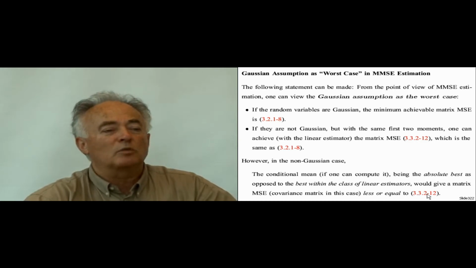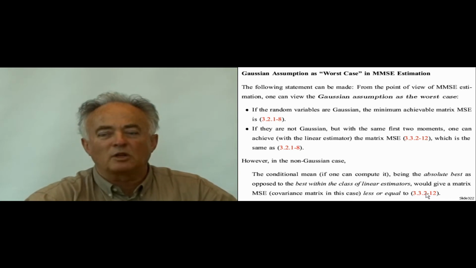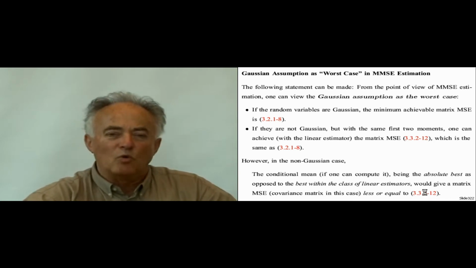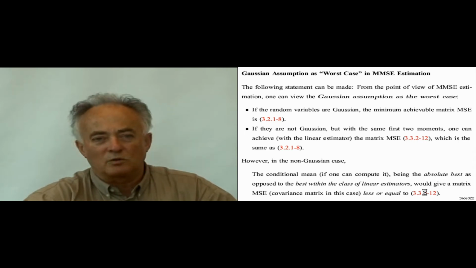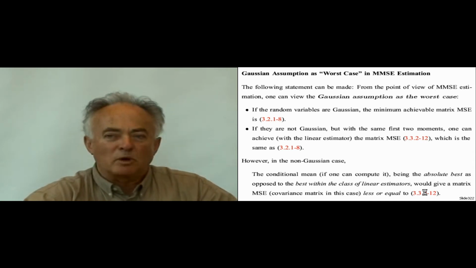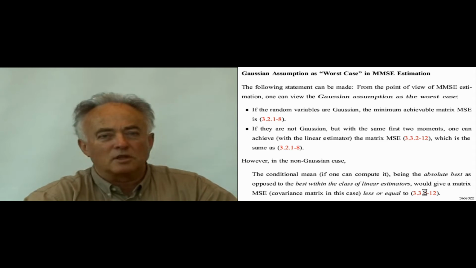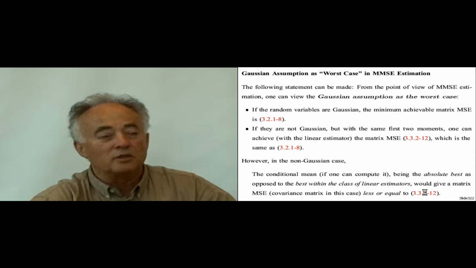So what we have is there's a possibility of improving beyond that fundamental covariance equation, but only if the random variables are non-Gaussian. Even though it might be complicated, the possibility is there. Therefore, since in the Gaussian case there is no way to improve, it's a worst case.